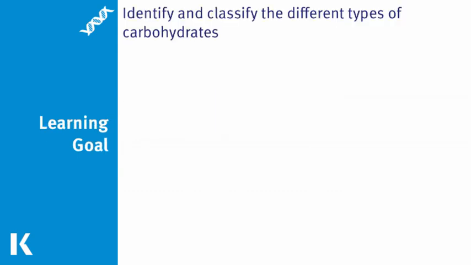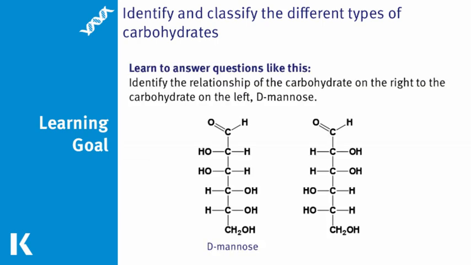After completing this review, the goal is to be able to identify and classify any carbohydrate that the MCAT might throw at you. You'll want to be able to answer questions such as this one, which pose two carbohydrate molecules seemingly similar and ask you to parse the differences between the two molecules. Now we're going to review all those concepts associated with monosaccharides in a bit, but keep this question in your head as we move forward.